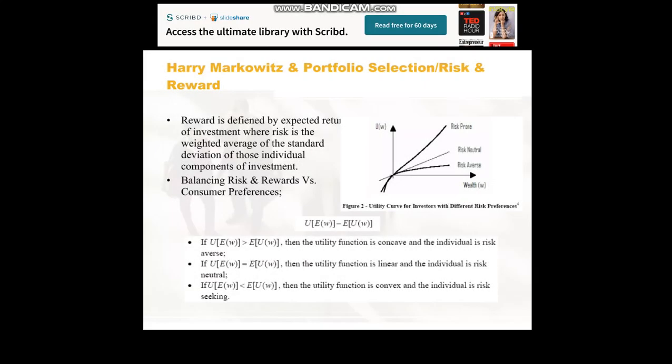Harry Markowitz and portfolio selection: risk and reward. Reward is defined by the expected return of investment, where risk is the weighted average of the standard deviation of those individual components of investment, balancing risk and rewards versus consumer preferences.